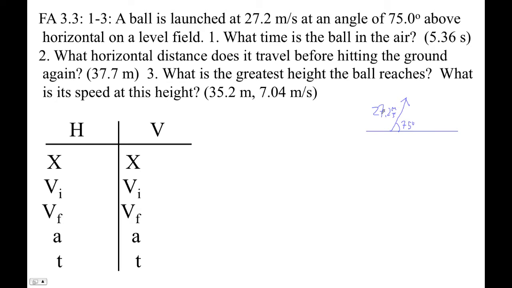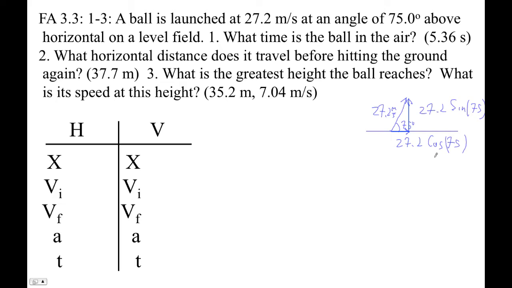Okay, so we can't do anything with that because it's not all in the x and it's not all in the y, right? So what we've got to do is break this guy into components. We've got to figure out its horizontal and its vertical. This is the opposite side, so that's going to be 27.2 sine 75, and this side here is going to be 27.2 cos 75.